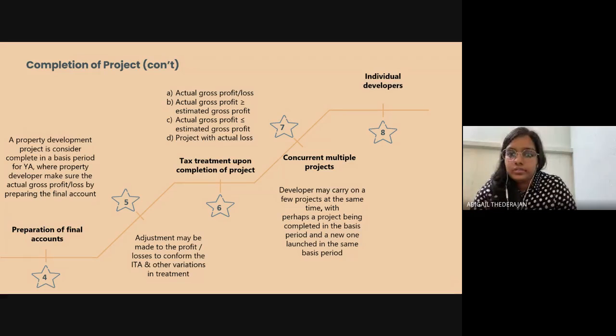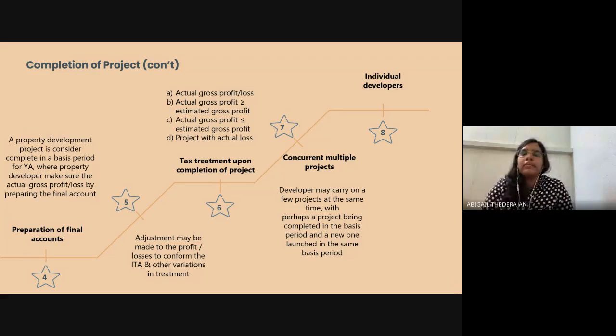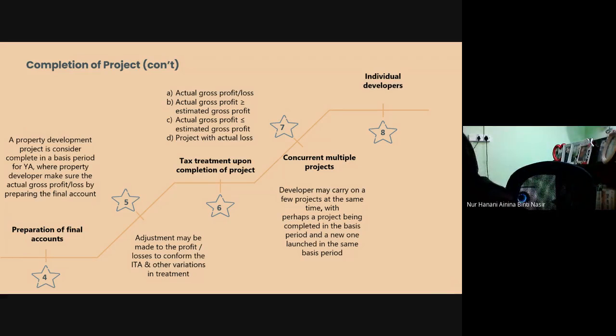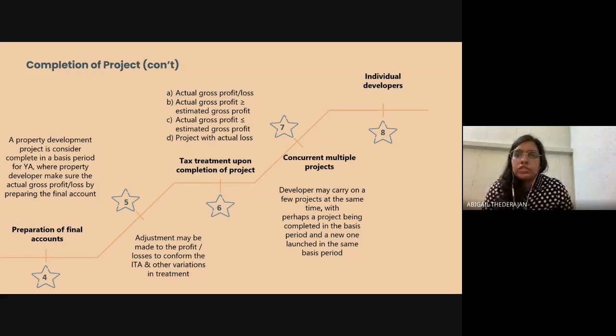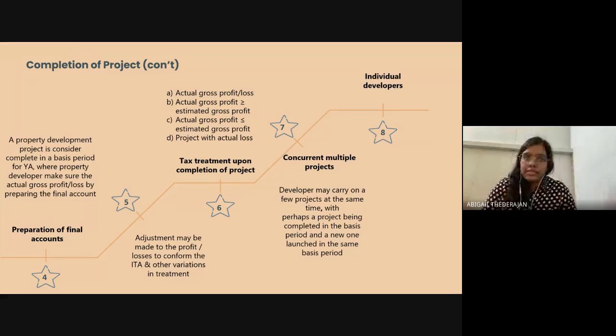Okay, and next will be the concurrence of the multiple projects. As we know, developers will not just focus on one project for the base year, but they will focus on many projects at the same time. So a project can be completed in the same base year, and they can launch a new one in the same base year. So they also have to check on the concurrence of the multiple projects.